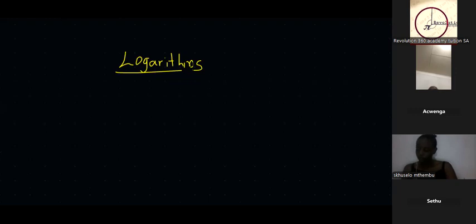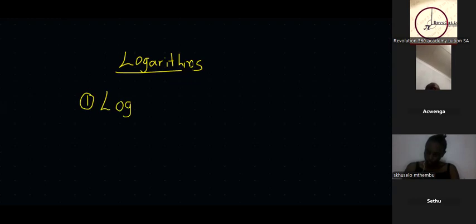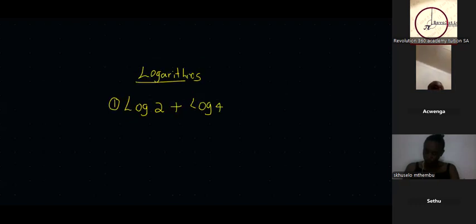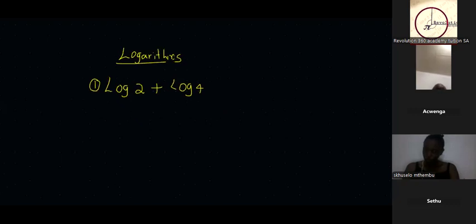So number one, if they give you the log of 2 plus the log of 4, and then they say you must simplify it without the use of a calculator, this is actually what we are going to do. If they give you log 2 plus log 4, and then they say simplify without the use of a calculator, you must remember all those laws of logarithms that I taught you.